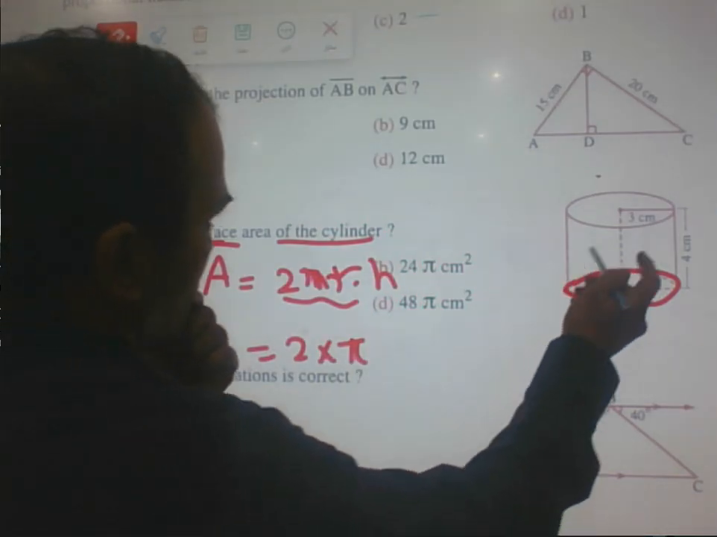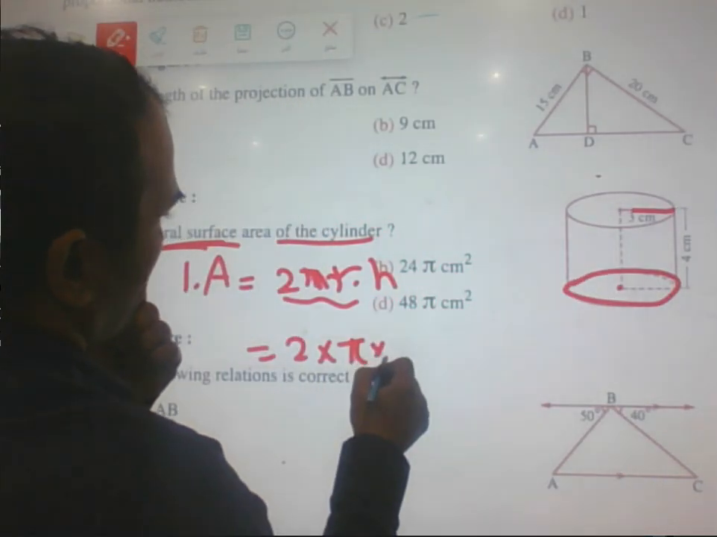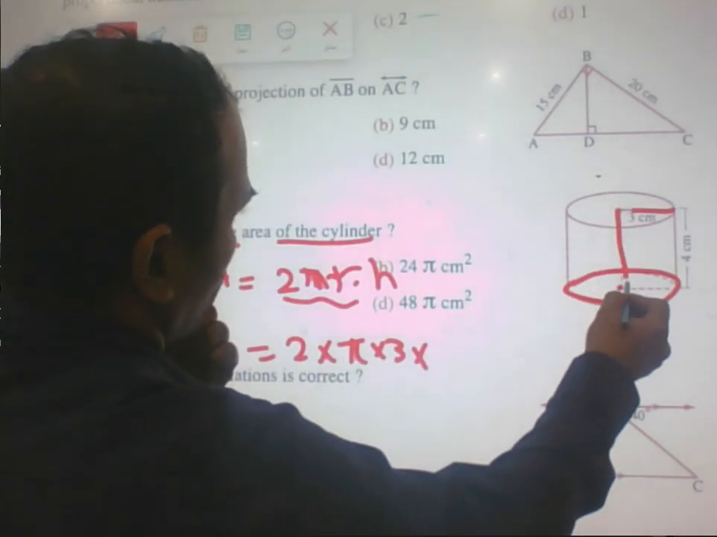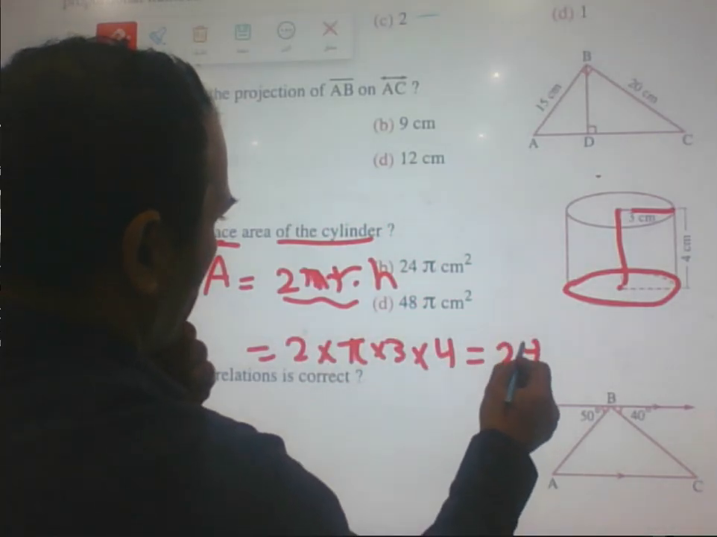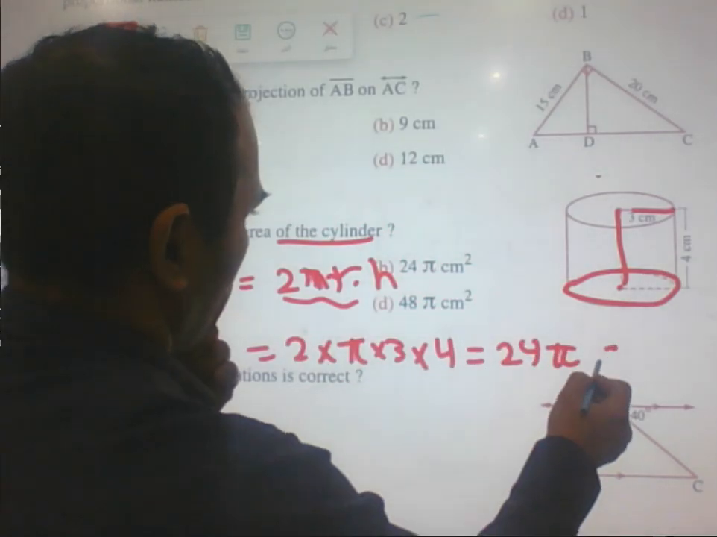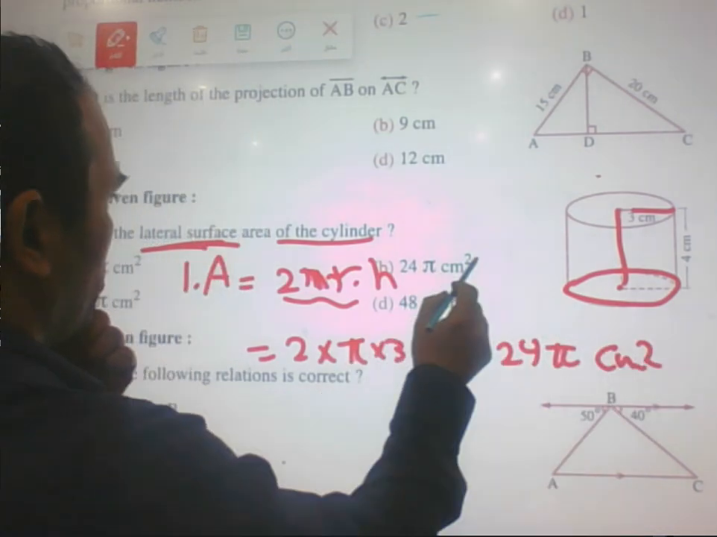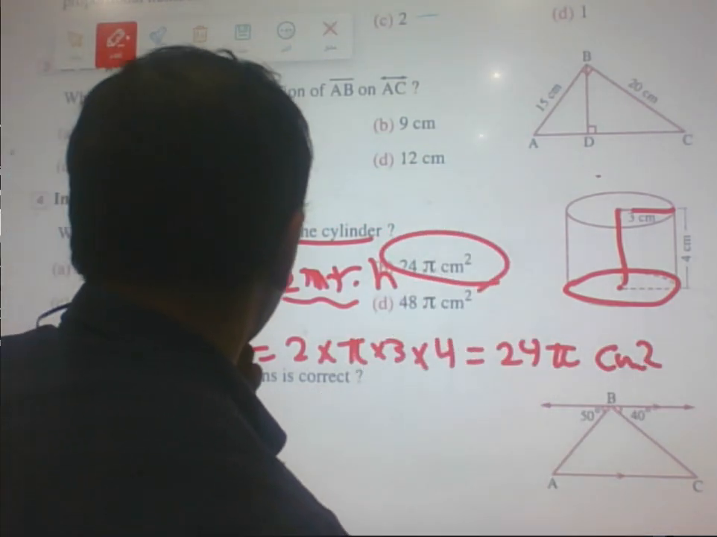2 times pi times the radius. The radius here was 3 centimeters, times the height. The height here was 4. Then 2 times 3 is 6, and 6 times 4 is 24. Then we have 24 pi square centimeters. So the answer is 24 pi square centimeters, which is the lateral area.